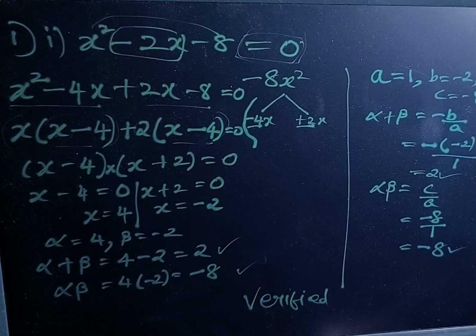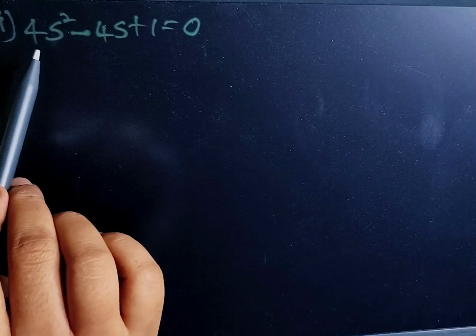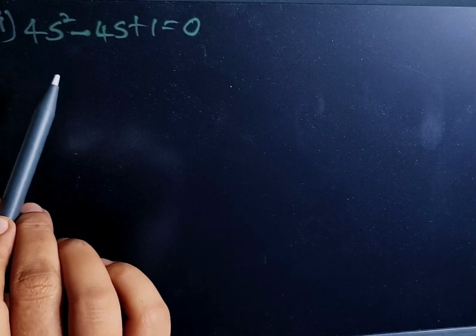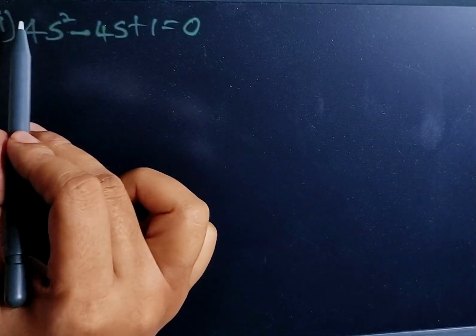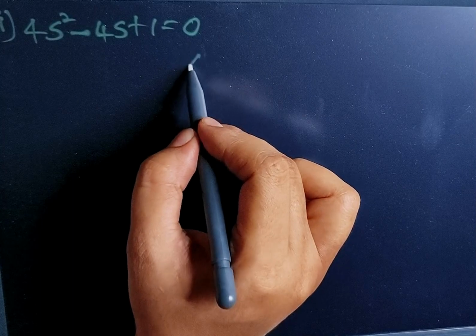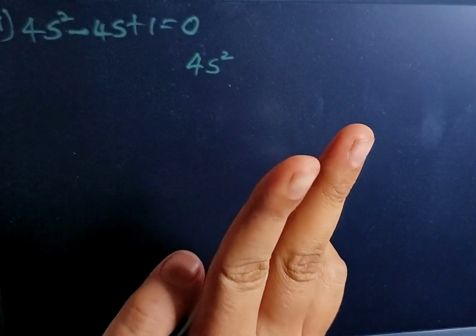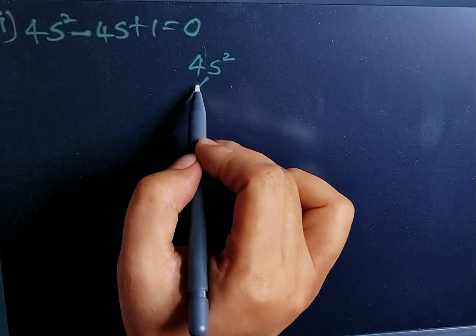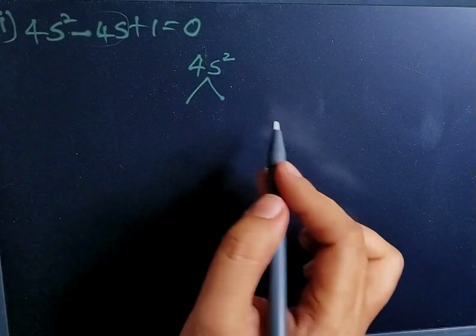Now we'll move on to the second subdivision. 4s square minus 4s plus 1 equal to 0. First we'll factorize using the factorization method. If you check, the degree is 2, then 1, and the constant. We'll multiply the s square term and the constant term. So 4s square into 1 is 4s square. Product is positive, so there are two options: either both can be negative or both can be positive. It depends upon the middle term. Since the middle term is negative, both numbers should be negative.